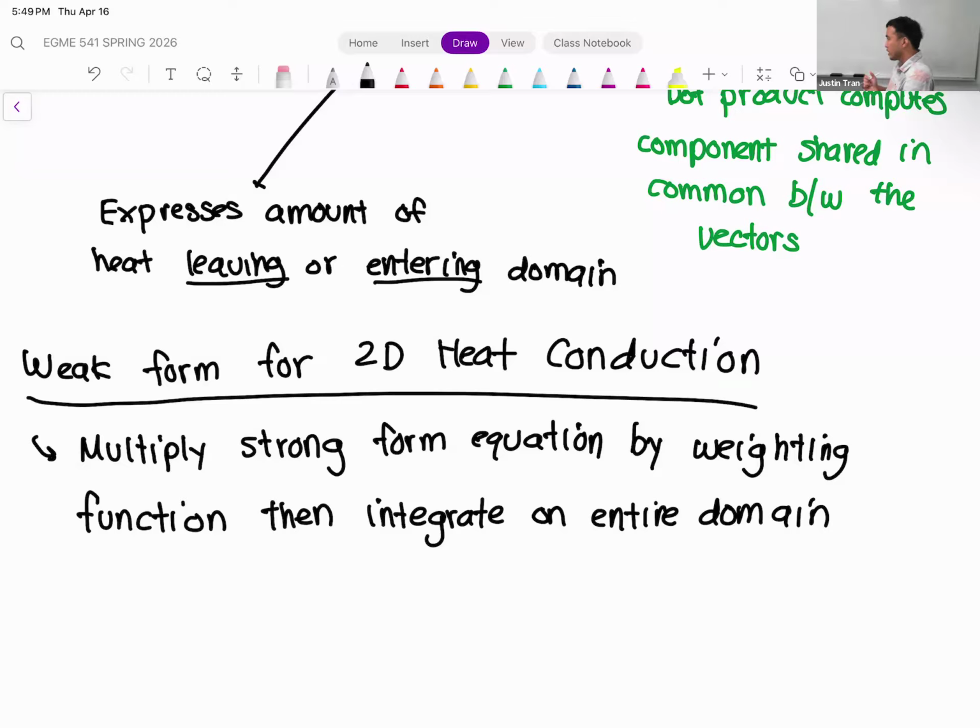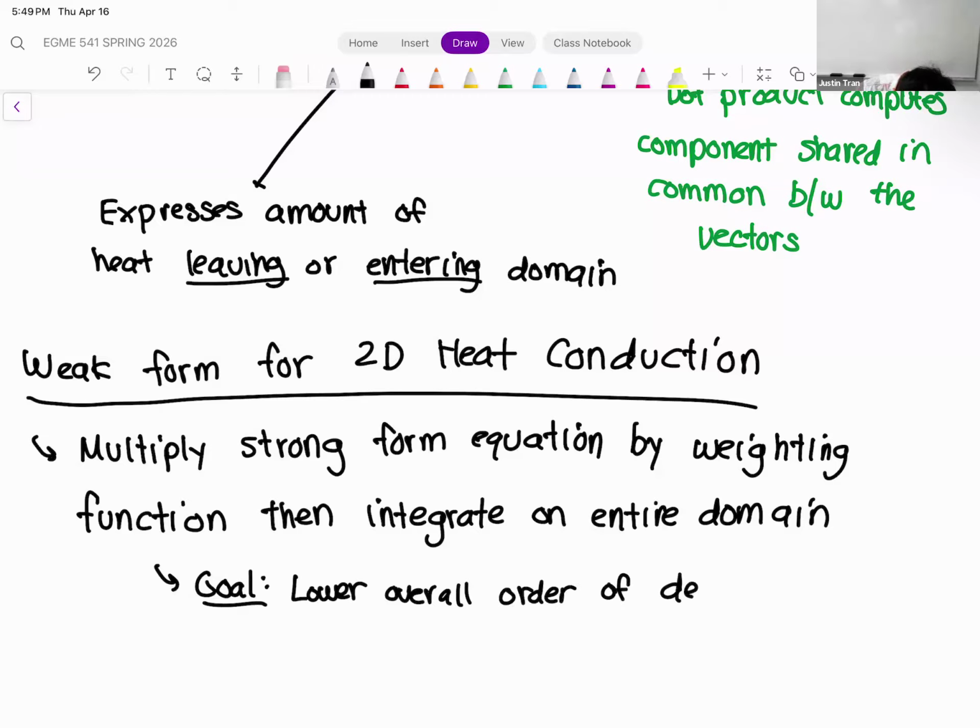And just like in the one-dimensional case, our goal here is exactly the same. The reason we're going through this whole process of weighting function and integrating is we want to soften, we want to lower the overall derivative order of the equation. Okay, so let's go ahead and do that.